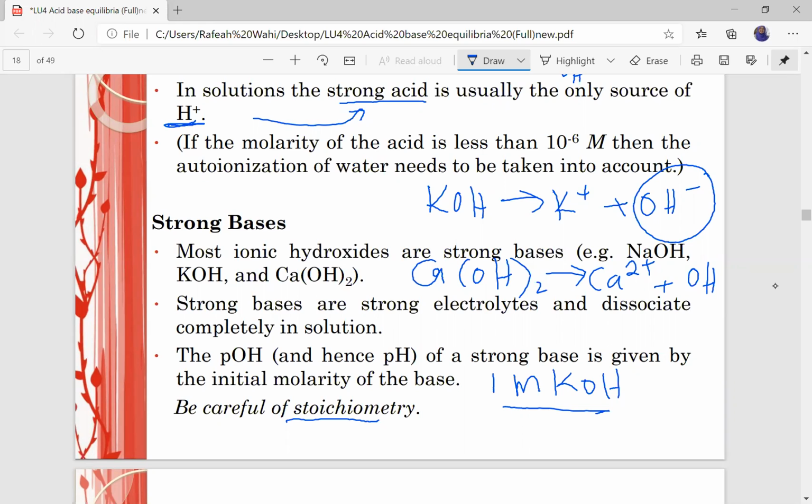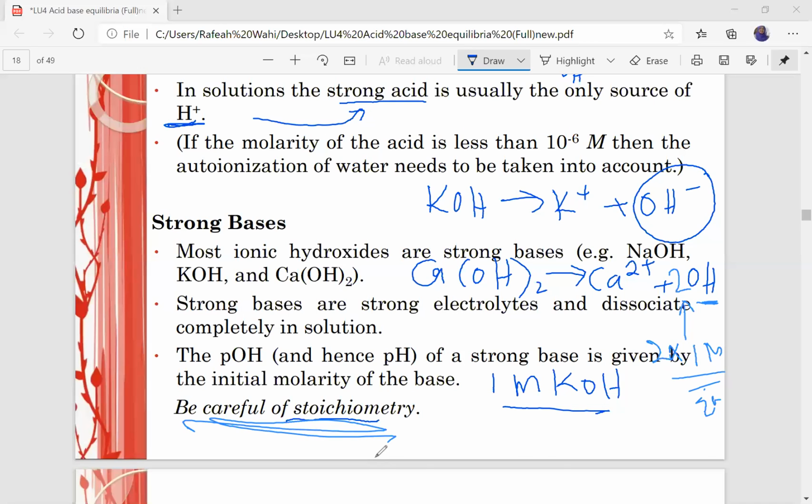So if it has 2 OH, then you know that the concentration of 1 molar Ca(OH)2 is not the same as the concentration of hydroxide ion. Concentration of hydroxide ion should be 2 times 1 molar. Okay, which is 2 molar. So that's why it's mentioned in the note here, be careful of the stoichiometry.